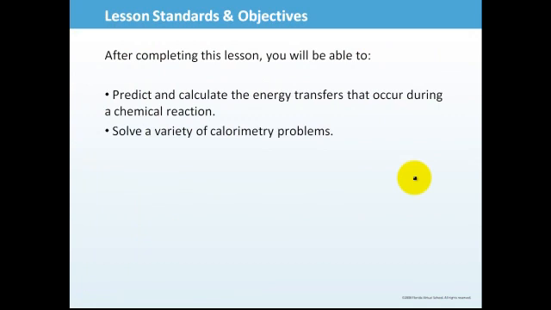For the 6.03 assignment, our main two objectives are to predict and calculate the energy transfer that occurred during a chemical reaction. And again, we are solving for a variety of calorimetry problems.